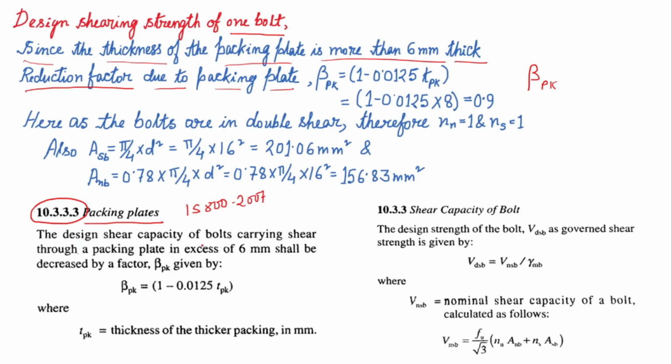The design shear capacity of bolts carrying shear through a packing plate in excess of 6 mm shall be decreased by a factor beta pk given by this formula. So we are also going to use this formula, as our thickness of the packing plate is 8 mm, more than 6 mm. So what is TPK? It is the thickness of the thicker packing in mm. So here in this case TPK is 8 mm. So our value of the reduction factor beta pk comes out as 0.9.